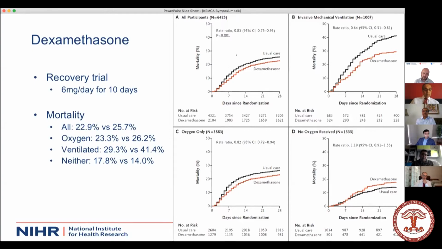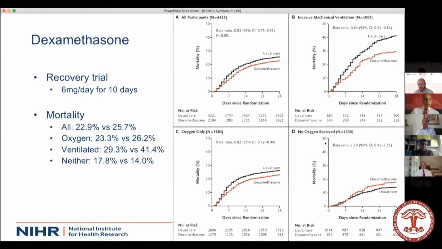And of course, when you're looking at an overall effect, if you see a better response one way, that means you must see a worse response the other way. And we've just got to be aware that those that had mild disease and didn't need oxygen, actually, whilst it's not statistically significant, dexamethasone certainly didn't do any good. And there's a little bit of worry that it might do worse. So we've got to be careful with dexamethasone.